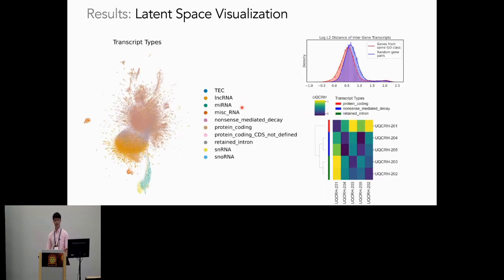Okay, just some final slides on the model latent space visualization. Here, each transcript is a dot. We've done a t-SNE plot, and we've colored it based on transcript type. And we see, I think, nice separation there.